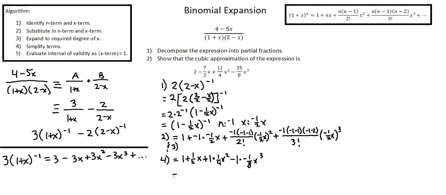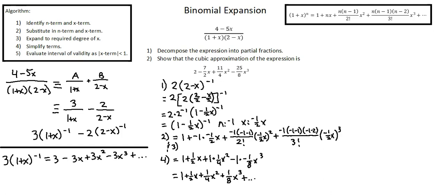And our final simplification. First term 1, second term 1 half x, third term plus 1/4 x squared, and the final term negative 1 times negative 1/8 is plus 1 over 8 times x to the power of 3. And again, showing our notation that this is, in fact, an infinite series. We've simply stopped at our cubic approximation.